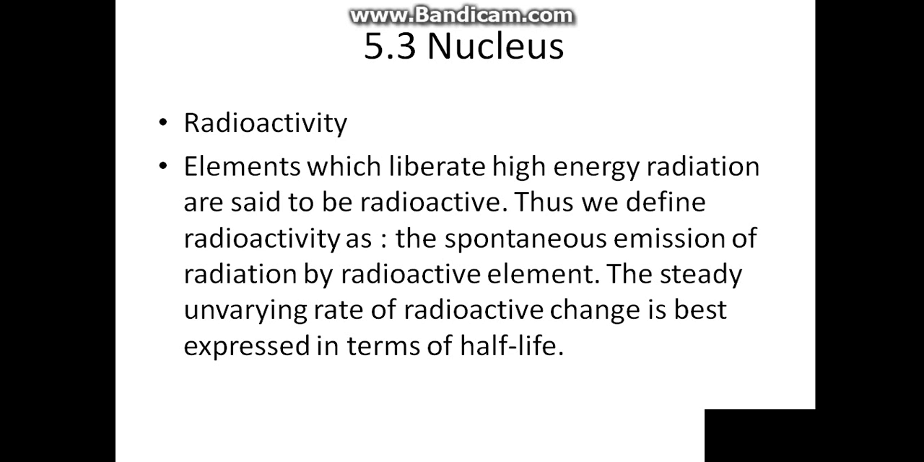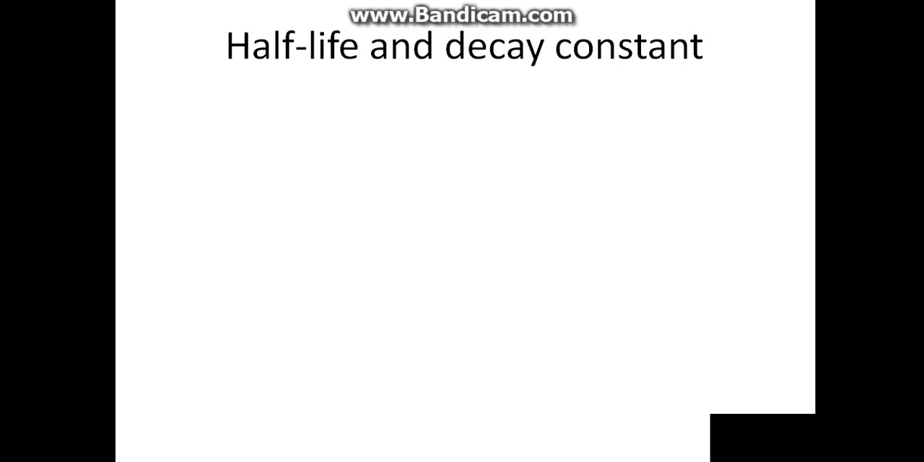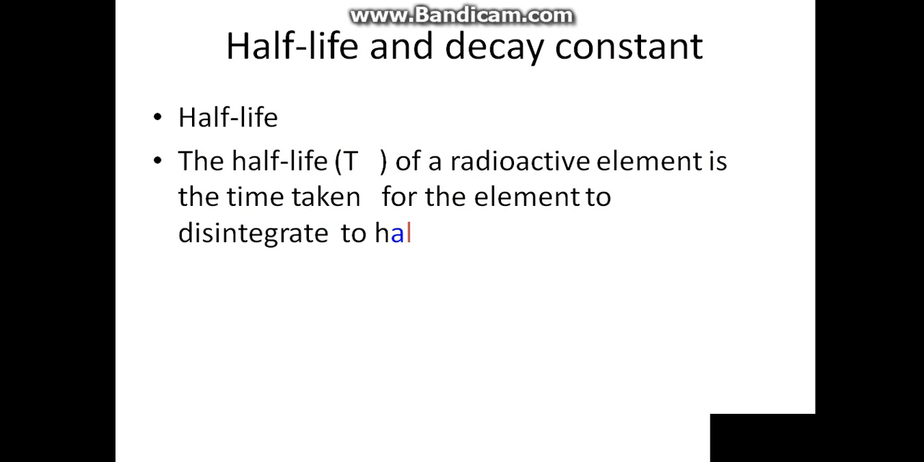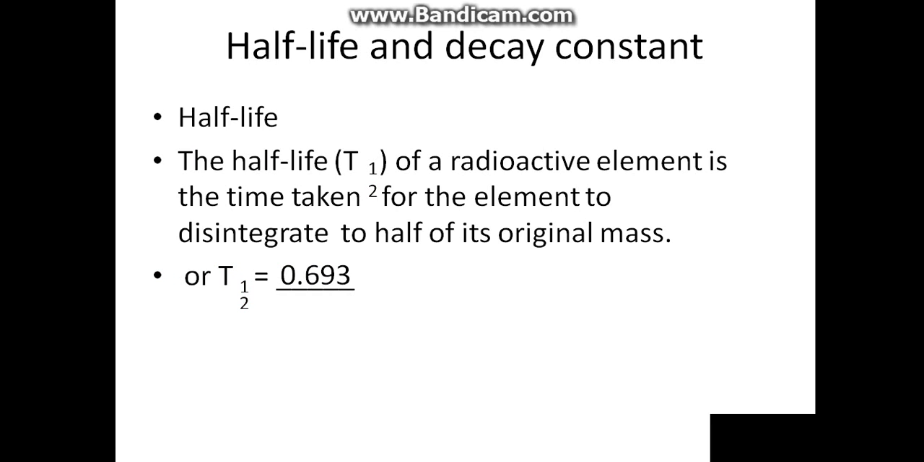The steady, unvarying rate of radioactive change is best expressed in terms of half-life and decay constant. Half-life T half of a radioactive element is the time taken for the element to disintegrate to half of its original mass, or T half is equal to 0.693 all over lambda, where lambda is the decay constant.